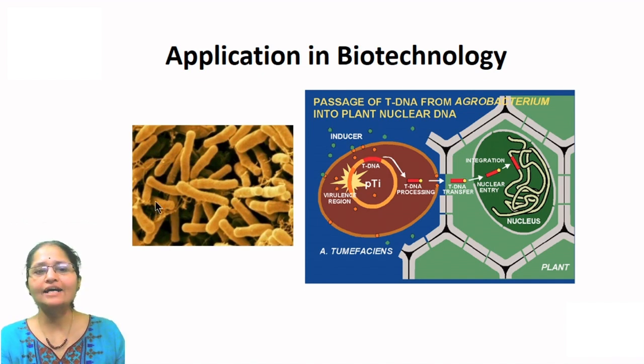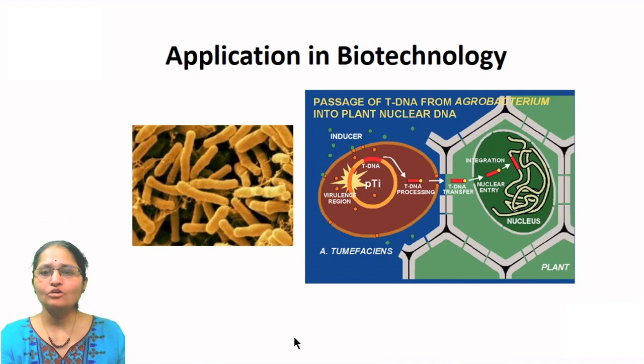Here you can see the agrobacteria in this particular picture. Now these agrobacteria can infect the plant cell, and that bacterium, while infecting the plant cell, can incorporate a piece of its DNA into the plant DNA. So what is done, students? Whatever desired gene is there, that gene is first introduced into this particular bacterium.